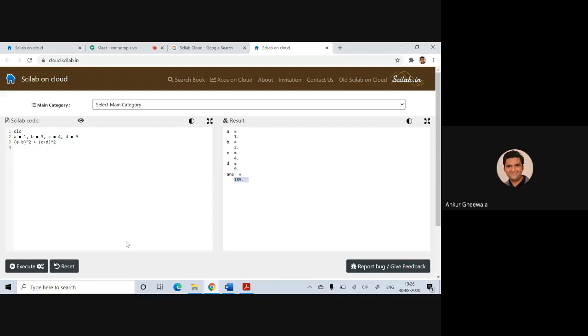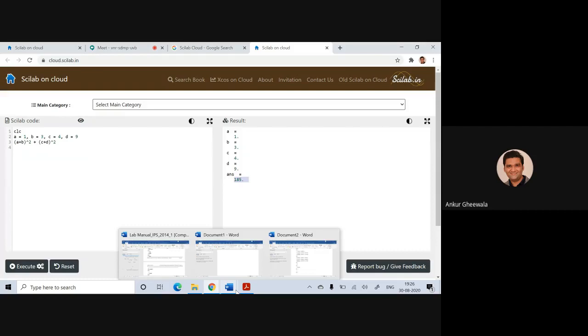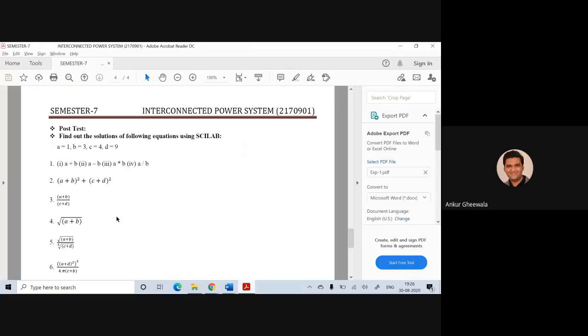So I hope you are getting my point. How it can be done, that you have to practice on your own, because in the exam you have to perform this practical with the help of this MATLAB. Sorry, Scilab. This time you have to perform with the Scilab.